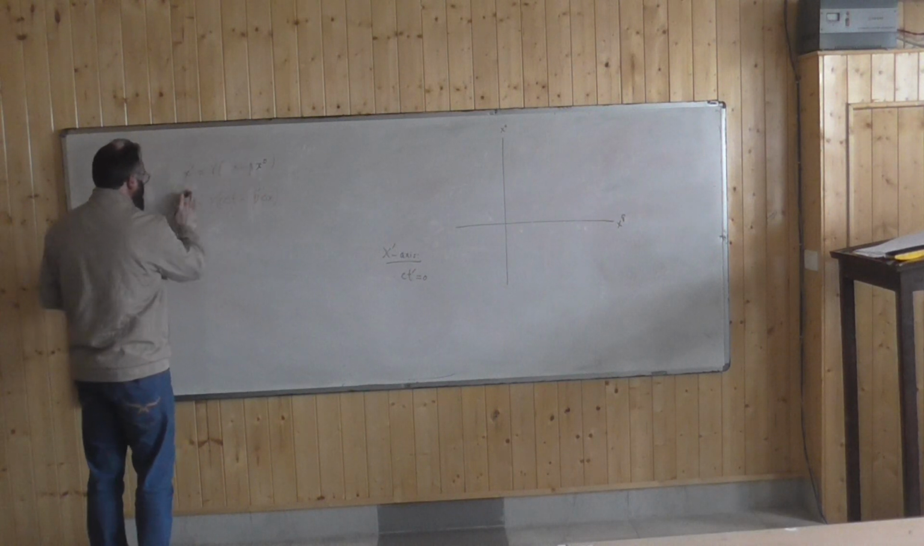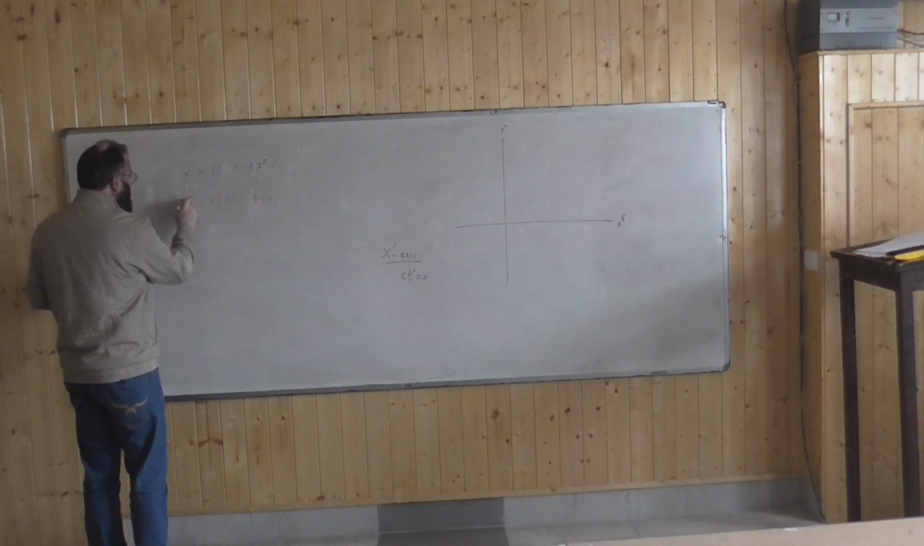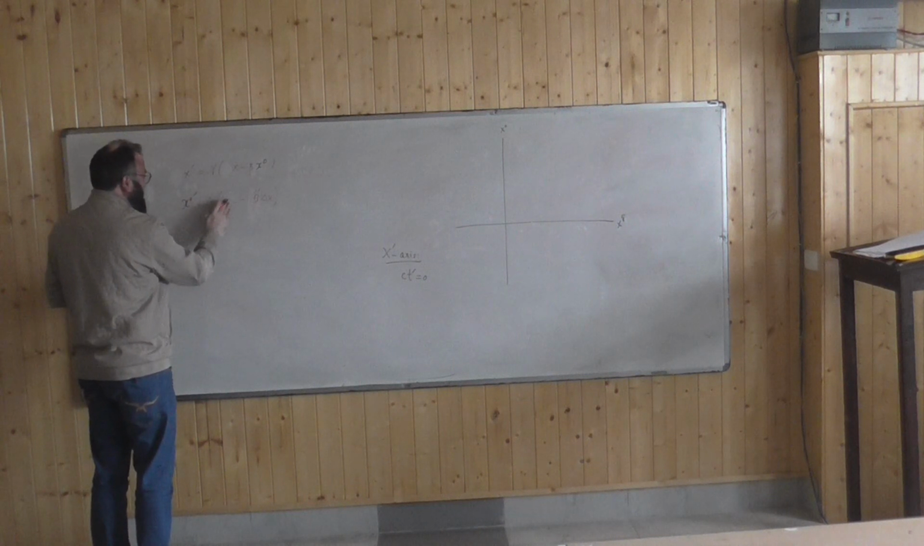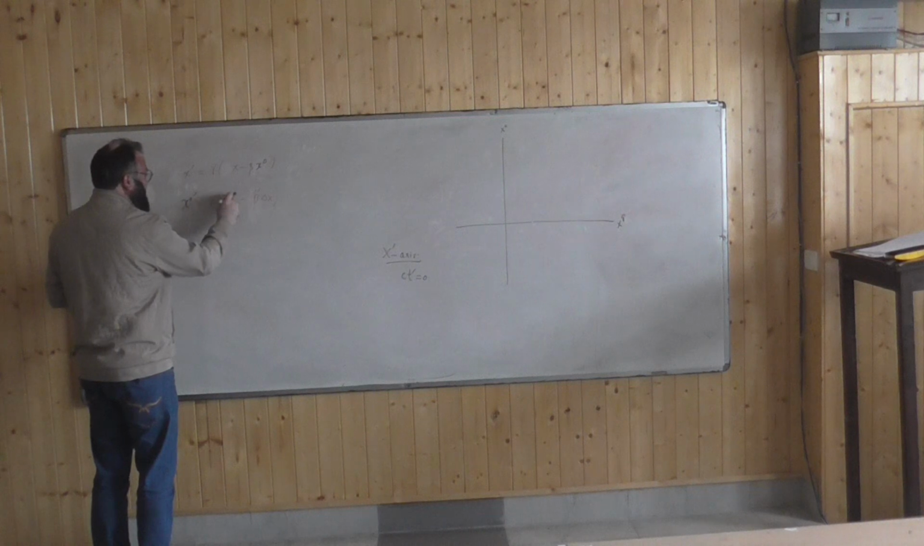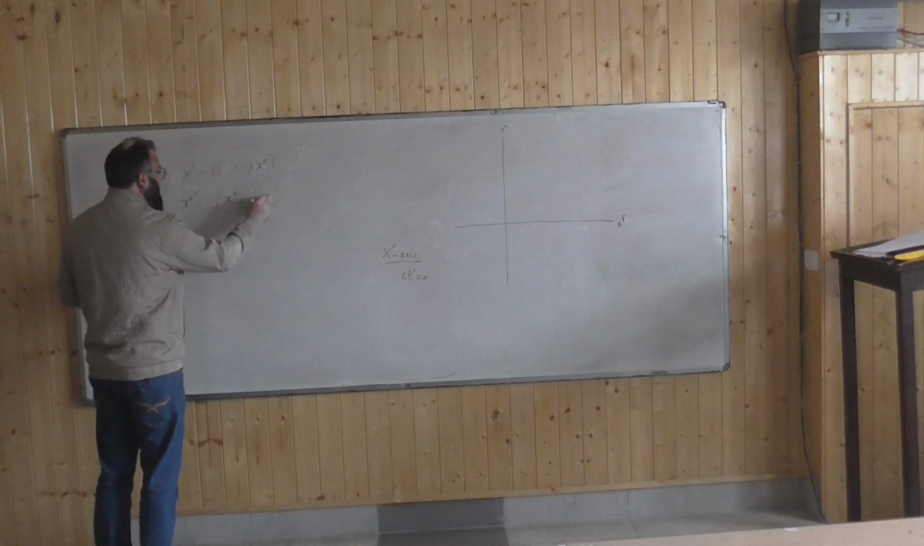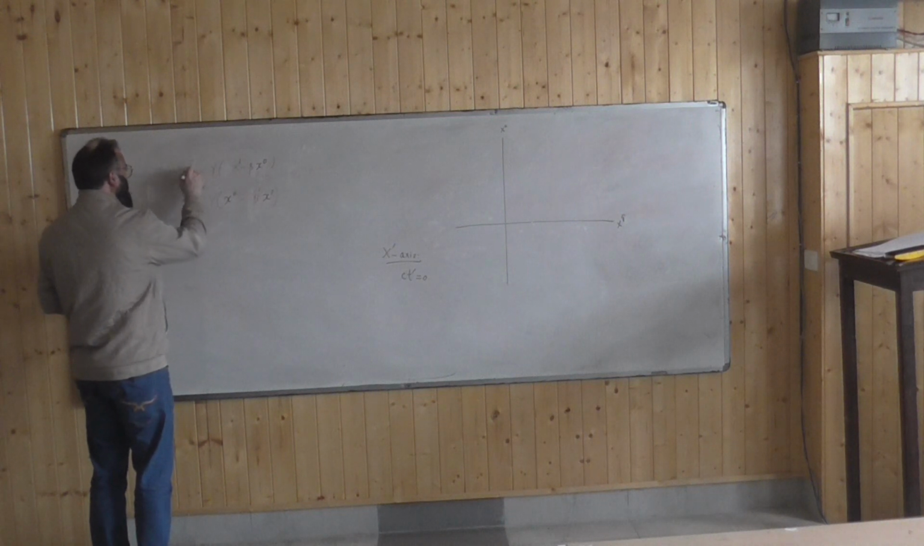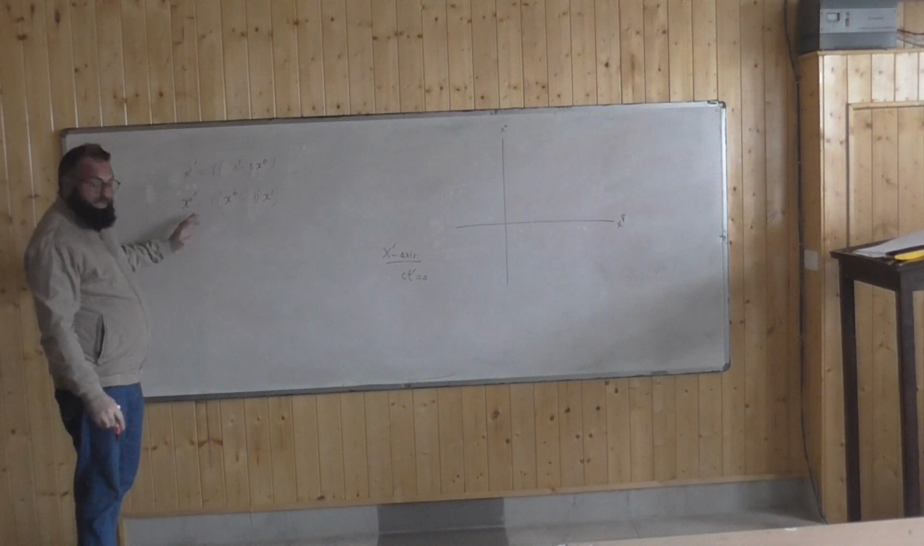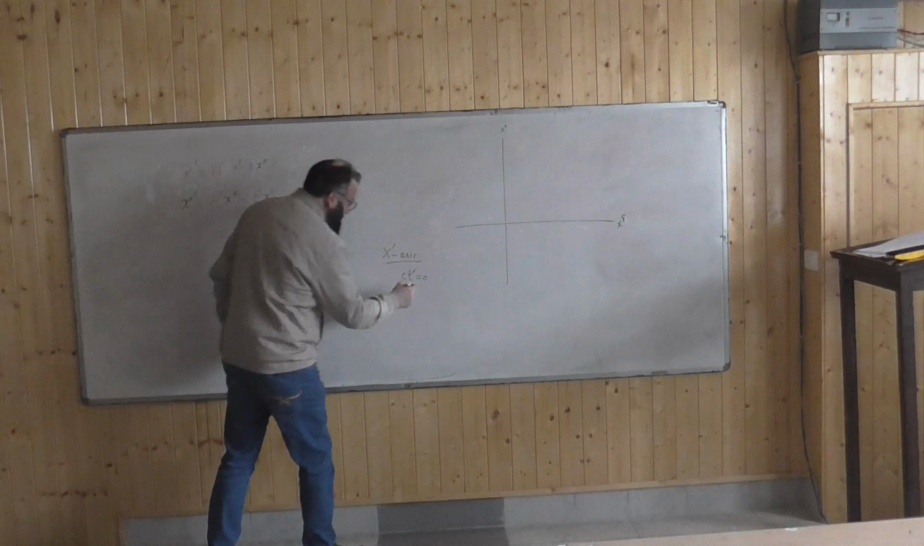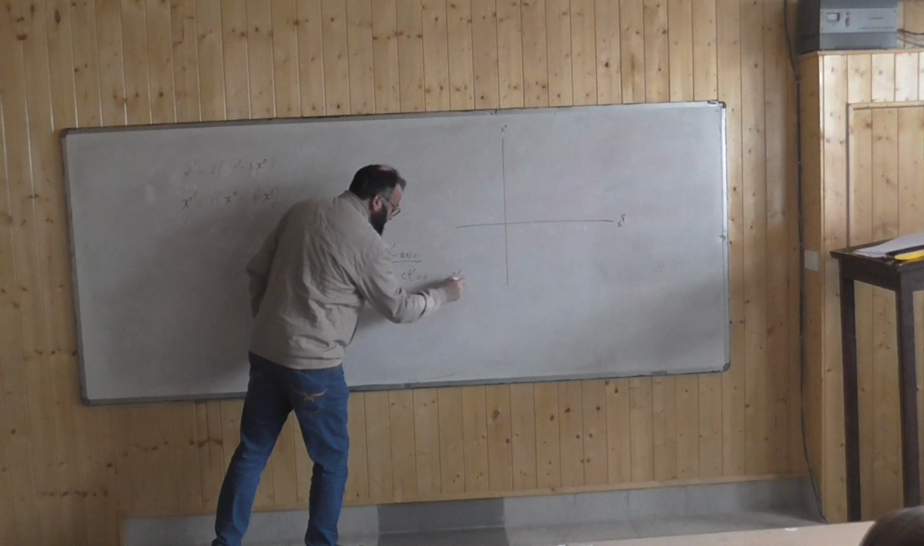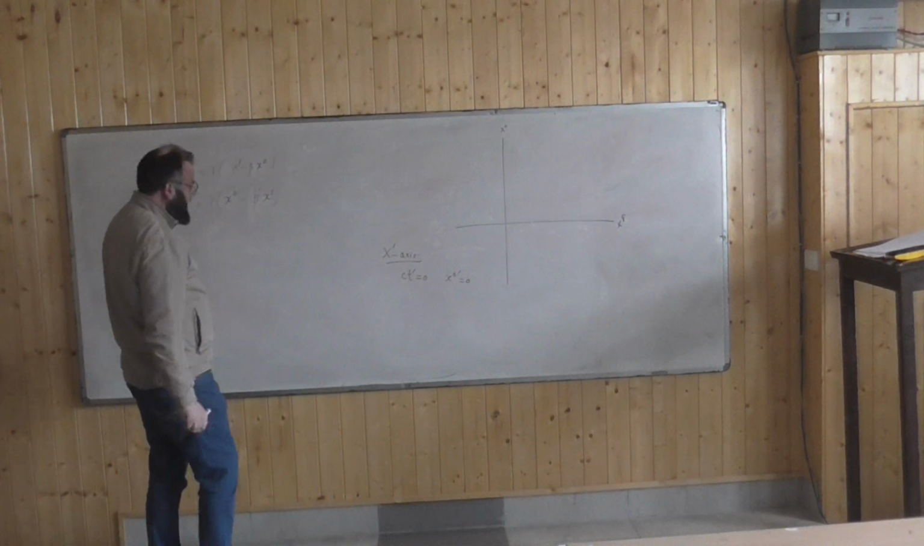X naught. So it's x naught prime, so it's gamma. Let me write x naught minus beta x1. Okay, so let's put it this way. Now I need to put this x naught prime equal to 0. What will I get? Tell me.